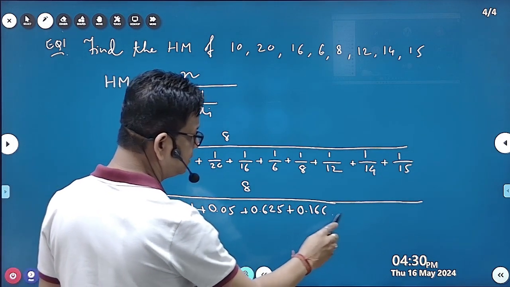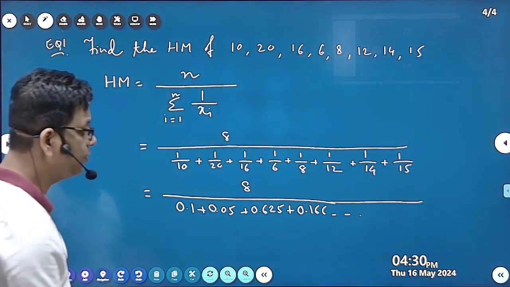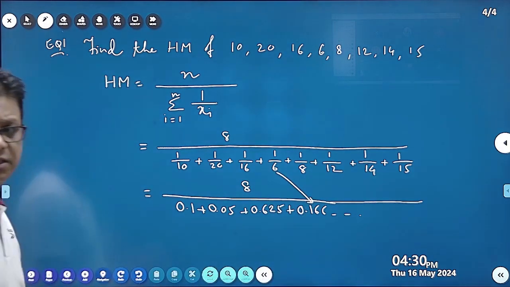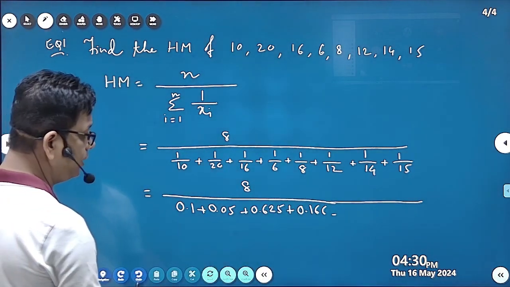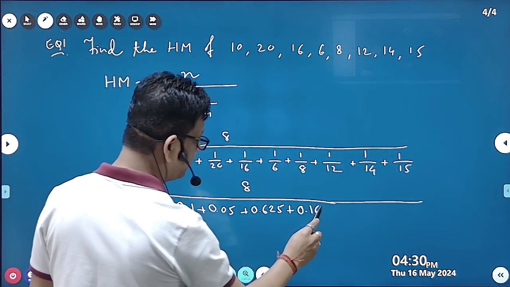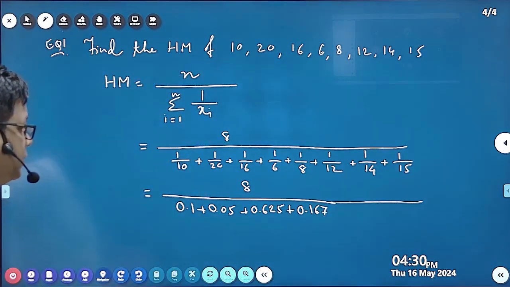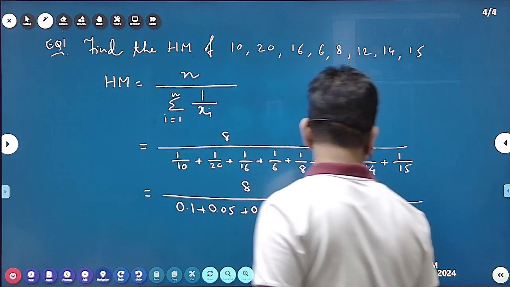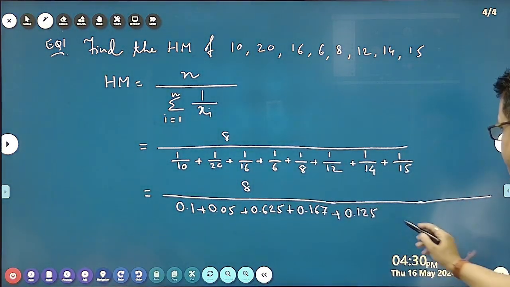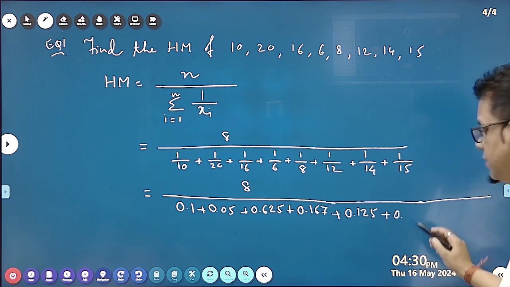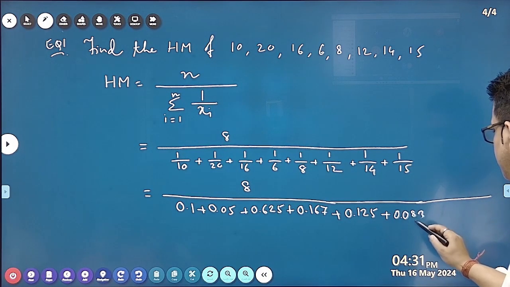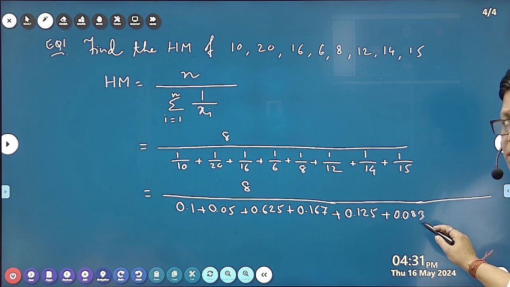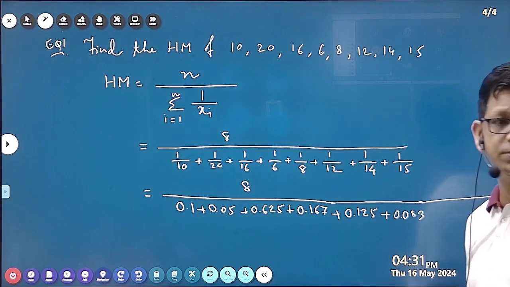It will go like this, so we can round it off to 0.11. This 1 by 6 will go like this, 0.16666, so we can round it off to 0.167, yes, because it is more than 5. I hope you know that. 1 by 8 is 0.125. 1 by 12 is 0.083. After 0.083, is there any more digit? 3. So 3 is less than 5, so you don't have to make it 4.